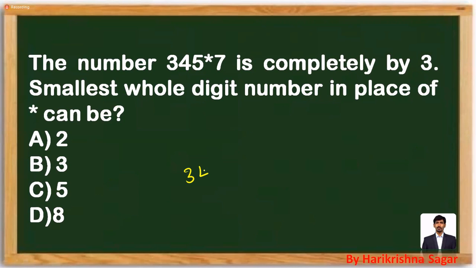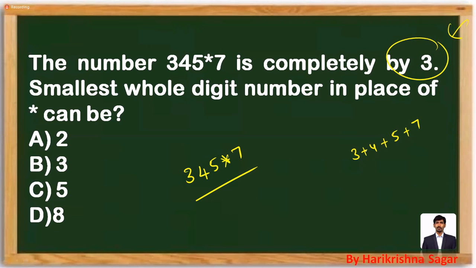So look at the next number. The question here is the number 345*7, where star is some digit. It is completely divisible by 3. What is the smallest digit which can be placed in place of star? The divisibility rule of 3 is also the same, right? Sum of the digits. What is the sum of the digits here? 3 plus 4 plus 5 plus 7. If you check, 3 plus 4 is going to be 7. 7 plus 5 is going to be 12.